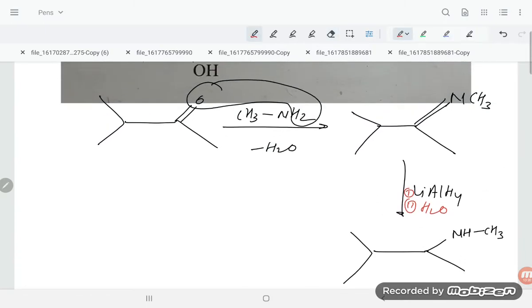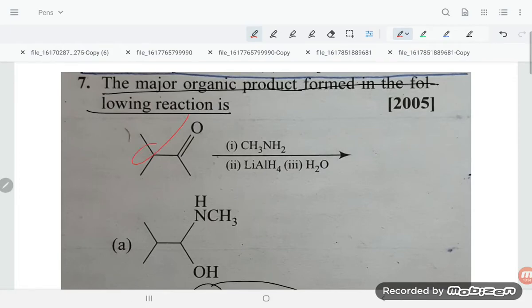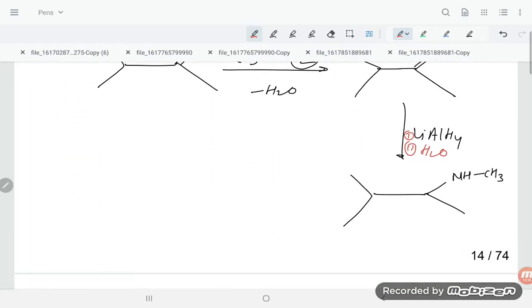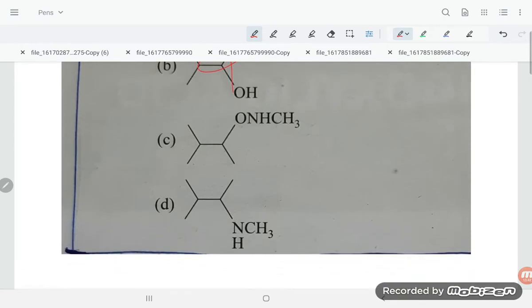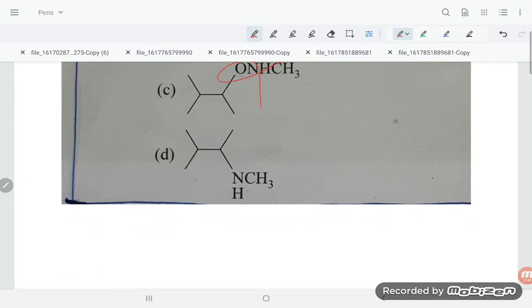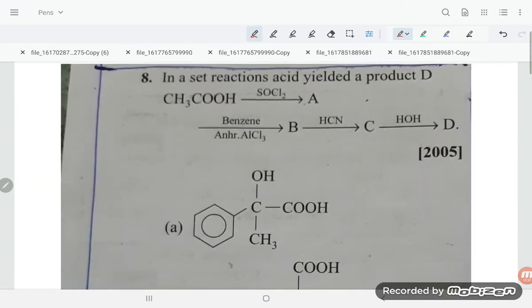So let us look at what could be our required answer. This one, no. This one is no. This is also not going to be formed, students. This is also not correct. This one, option D, is the correct option, students. Okay, now let us move to question number 8.